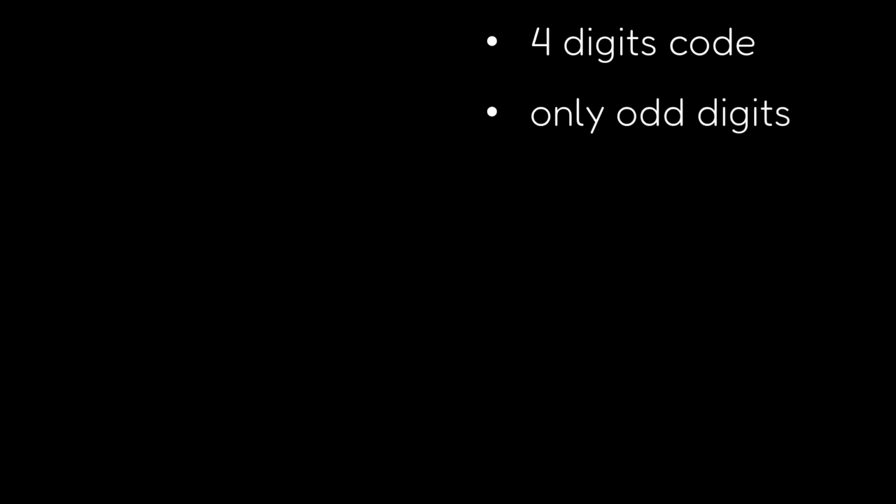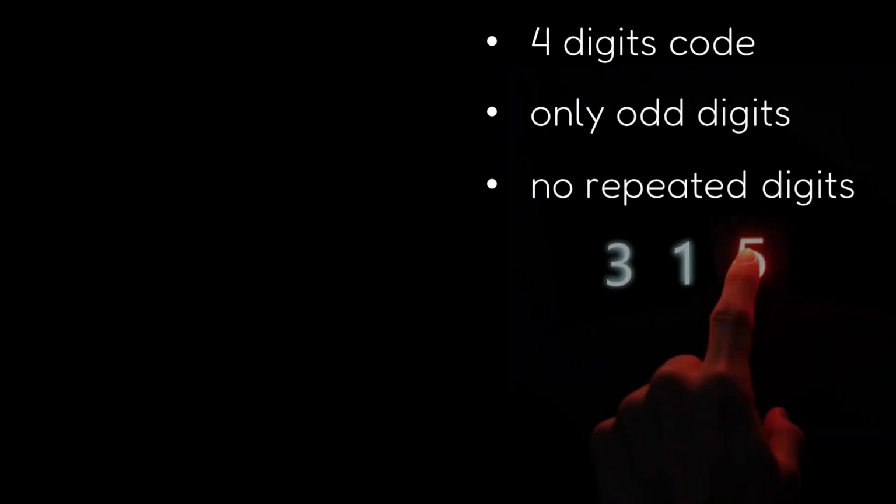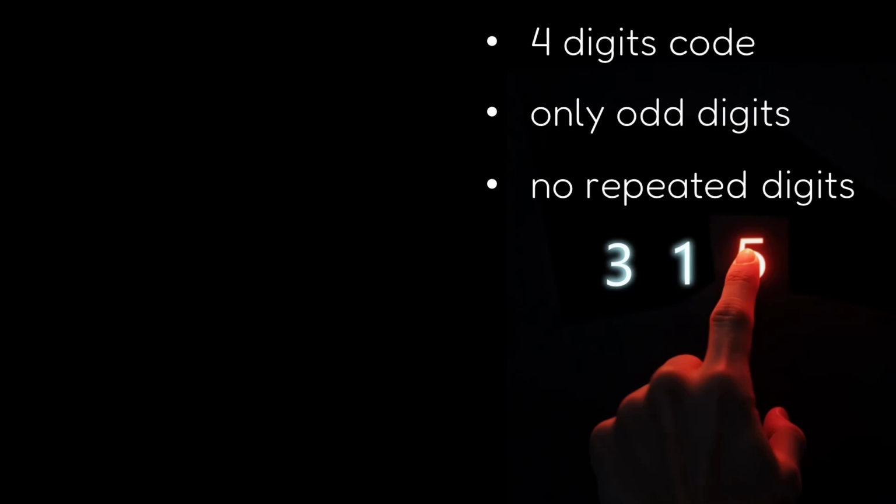First exercise. We've forgotten the 4-digit code to open our safe. Here is what we do remember about it. It's exactly 4 digits long, each digit is odd, and no digit is repeated. How many different codes could match these conditions?